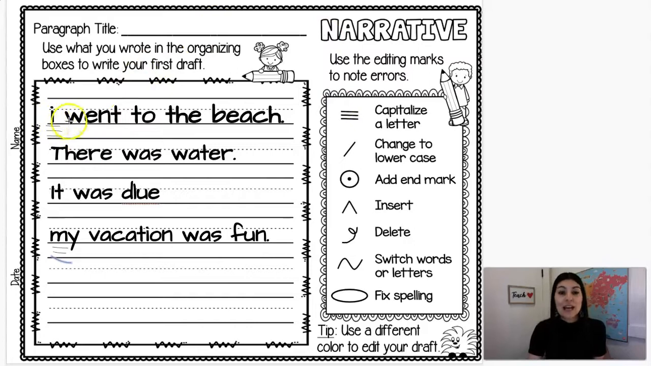So let me see. I went to the beach, period. Yes, I have one there. There was water, period. Yes, I got it. It was blue. Uh-oh, I forgot my period, but that's okay. That's why I edit. So I'm going to grab my little scribble and say, whoops, that needs a period there. And now I'm going to go, my vacation was fun. All right, I was only missing 1 period. So go ahead and press pause, look at your writing and see, do you need to add a period anywhere?